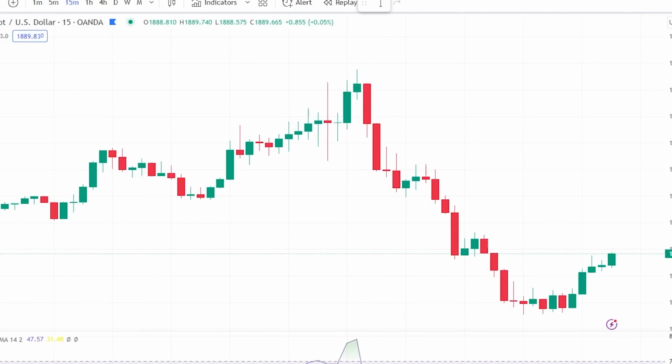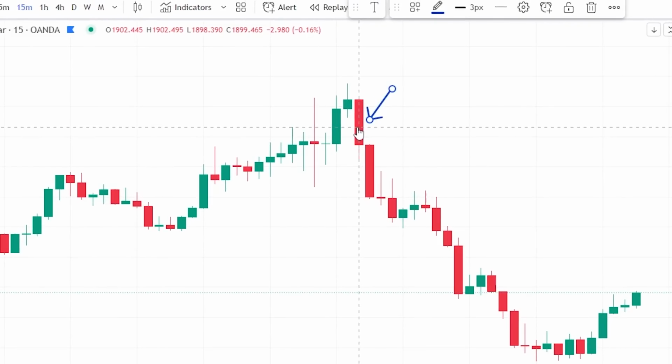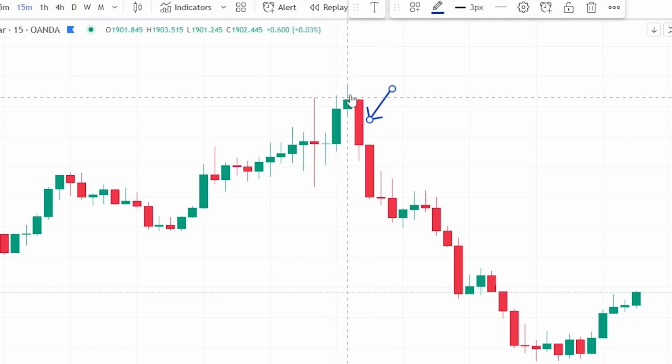So I'm just going to add my arrow here and show you that this is the candle that we're selling. We're selling at the close of this candle, which is basically $18.99. And then you may ask me, Kathy, where's my stop? Your stop should be at the swing high. So if we sell at $18.99, your stop is going to be at $19.03.